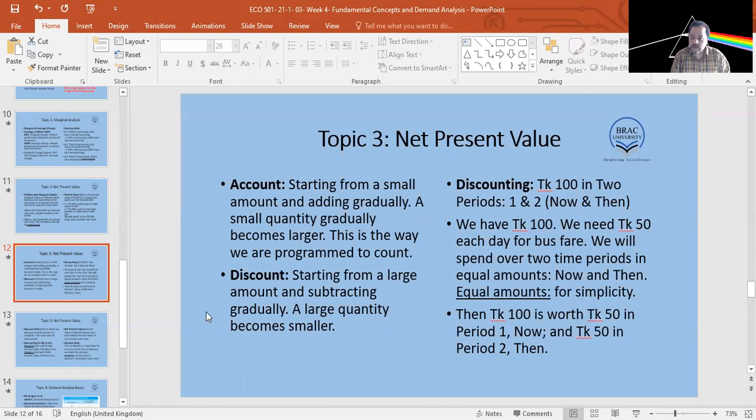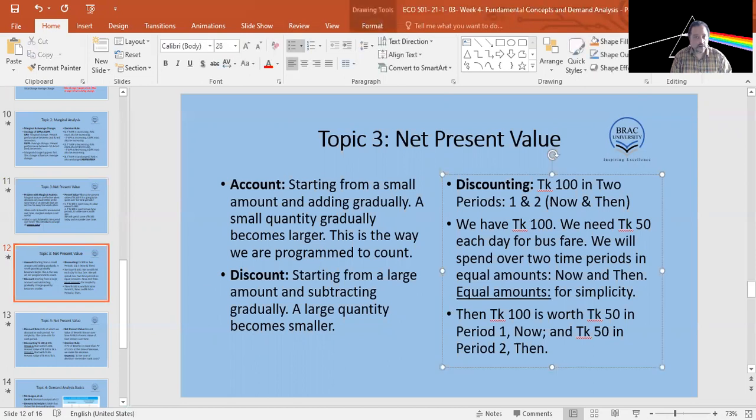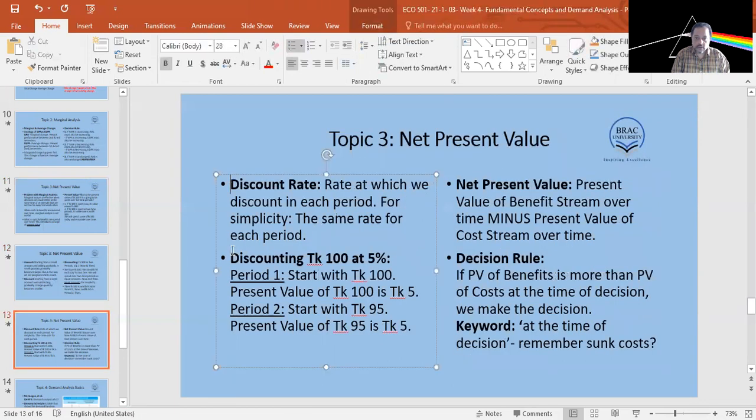Then equal for simplicity, then 100 taka is now worth taka 50 today in period one, taka 50 again tomorrow in period two. So what is the discount rate? Discount rate is the rate at which we discount in each period. For simplicity, the same rate for each period.